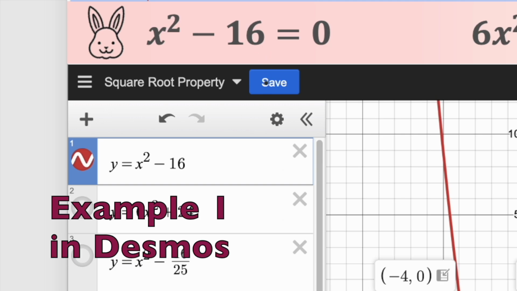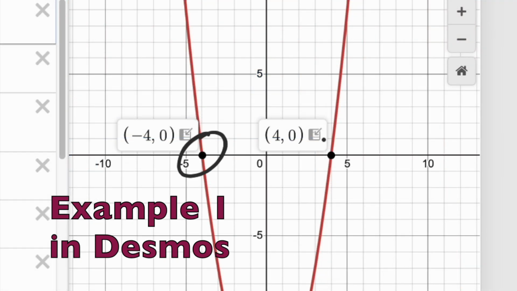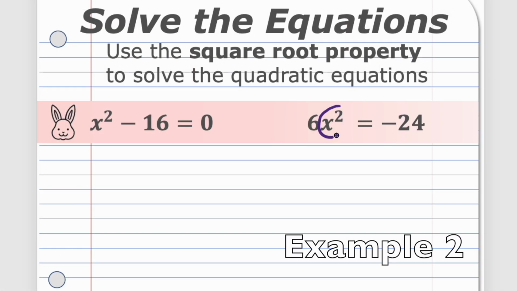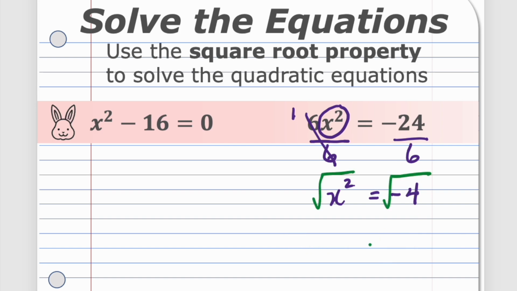Now, if we change the 0 to the y and put the function in Desmos, we would see the x-intercepts match with the solutions, plus or minus 4. For the second one, in order to isolate the x squared, we need to make the coefficient 1. The inverse of multiplying by 6 is divide by 6. What we do to one side, we do to the other. That makes a 1. x squared equals negative 4. Take the square root of both sides.